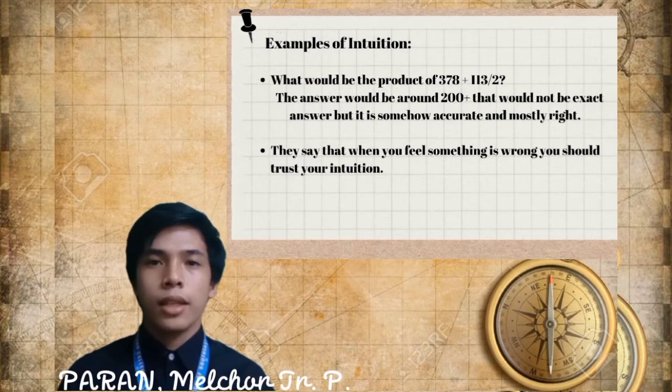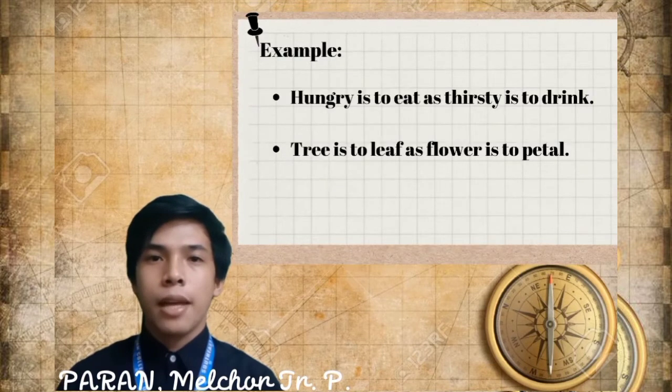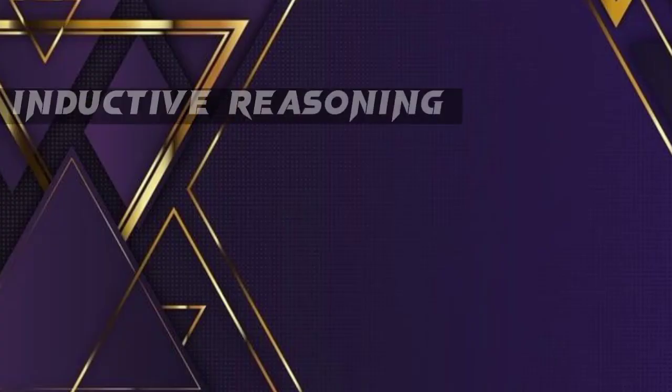Number 2. They say that when you feel something is wrong, you should trust your intuition. What is analogy? Analogy is a comparison of two things to show their similarities or relationship, typically for the purpose of explanation and clarification. Example, hungry is to eat, as thirsty is to drink. Tree is to live, as flower is to petal.